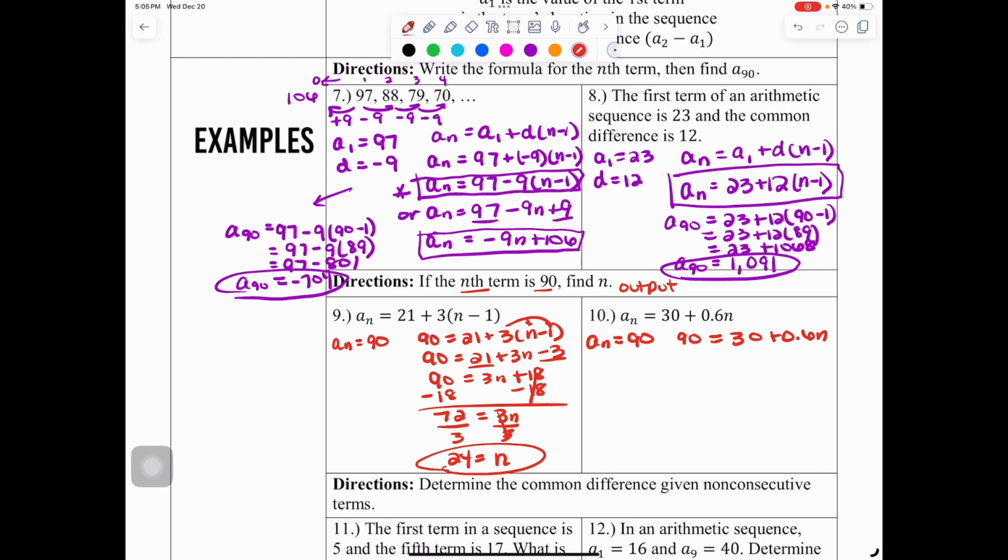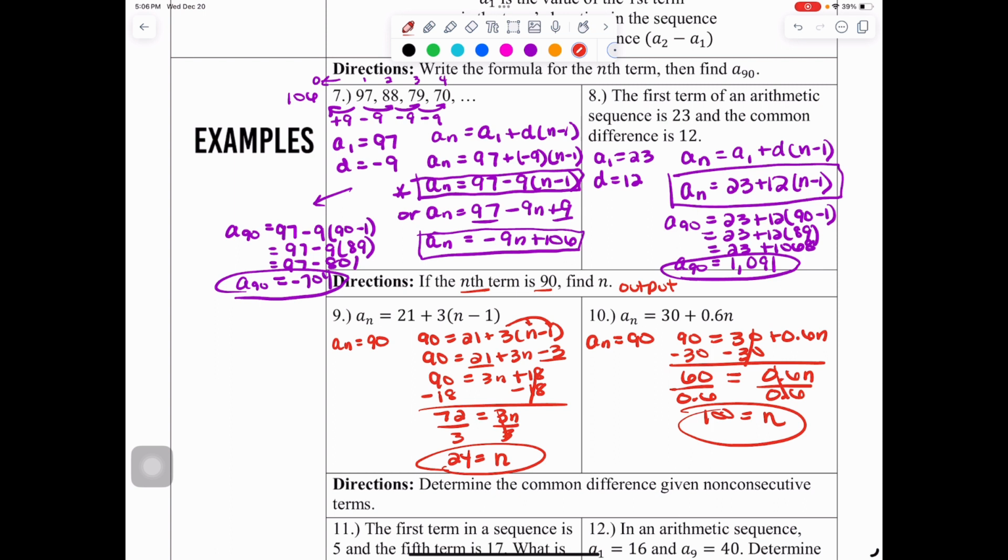So once again, we got to get the variable alone, so we'll subtract 30 from both sides. 0.6n equals 60. We'll divide both sides by 0.6 and get that n is equal to 100. So now I know that 90 is the 100th term in the sequence.